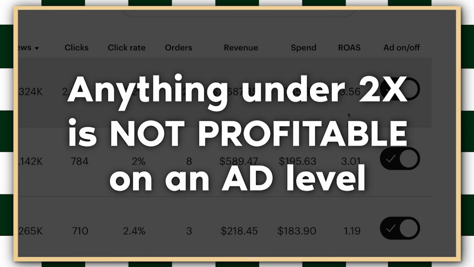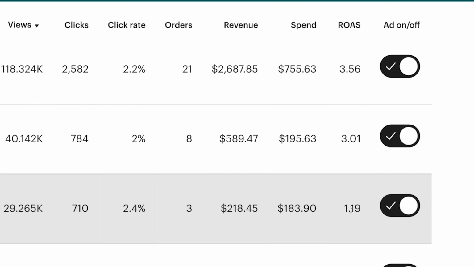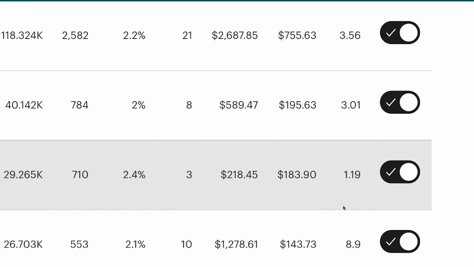Okay, so now the big question is, why does this matter? How do we use this when we're looking at our ads? Different people have different strategies when it comes to ad optimization. But for me personally, when I know that my break-even ROAS is 2x, I know that anything under 2x is not profitable on an ad level. But that doesn't mean I'm automatically going to assume that this listing is dead and turn it off.